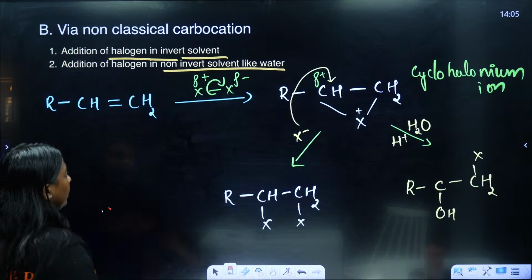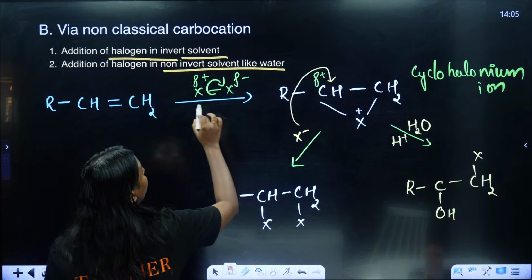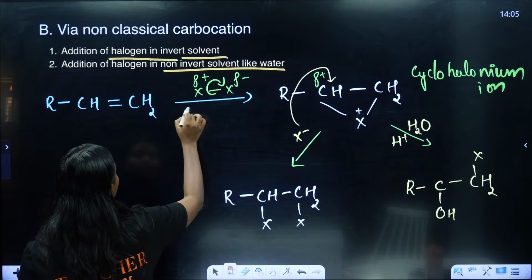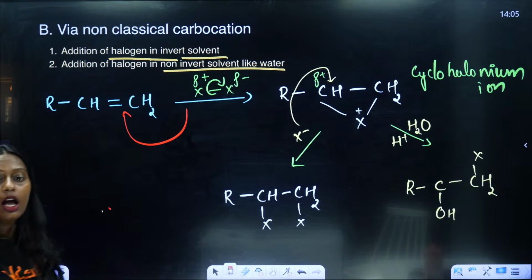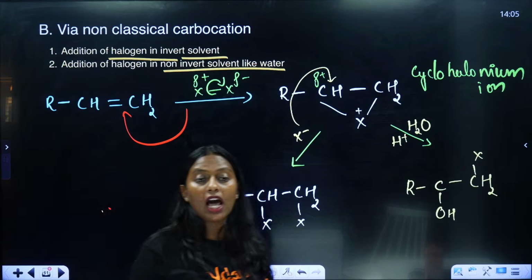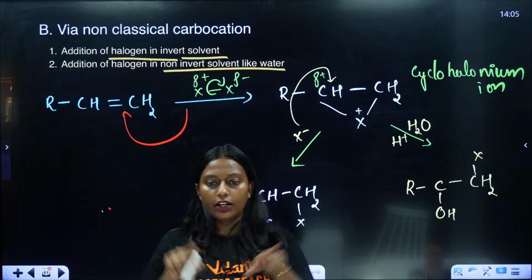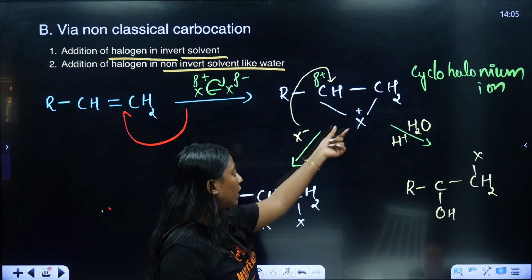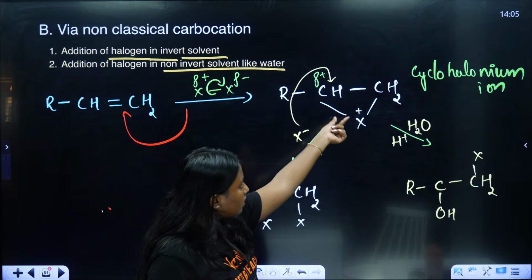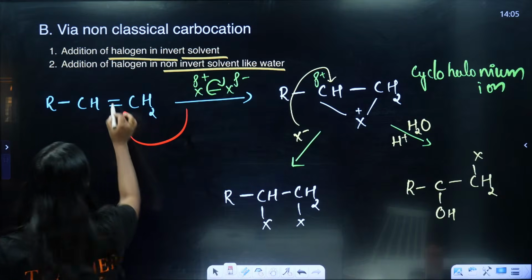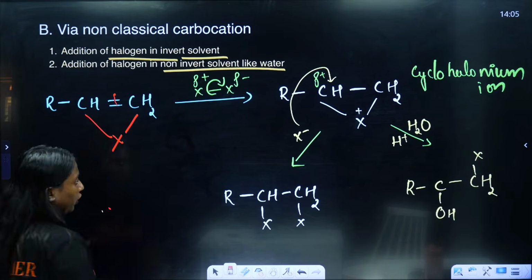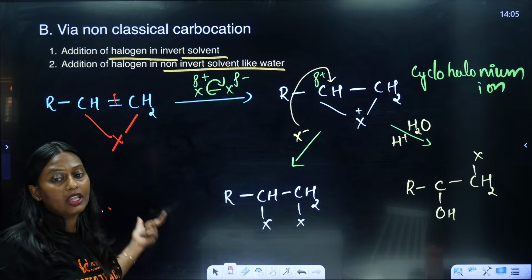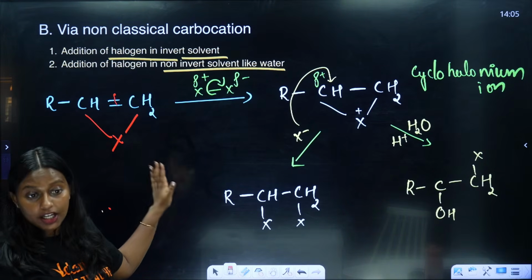What will happen? One halogen will attach to one carbon. Then you will get a cyclohalonium ion, a type of cyclic compound. The double bond will break and you will get a cyclic bond. That is the cyclic halonium ion.